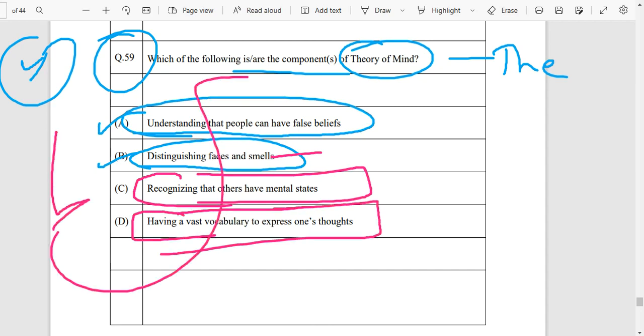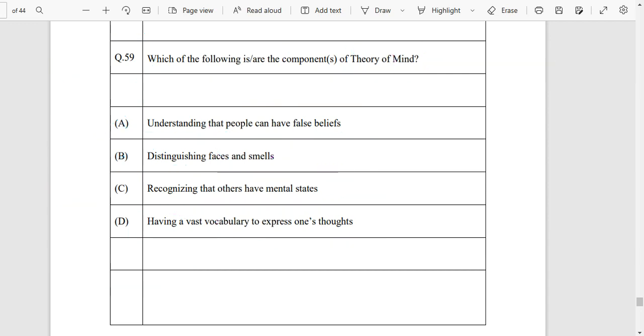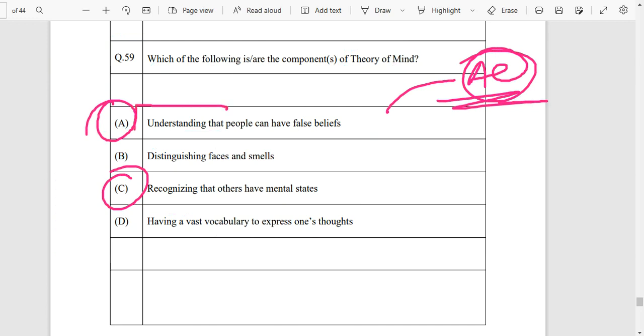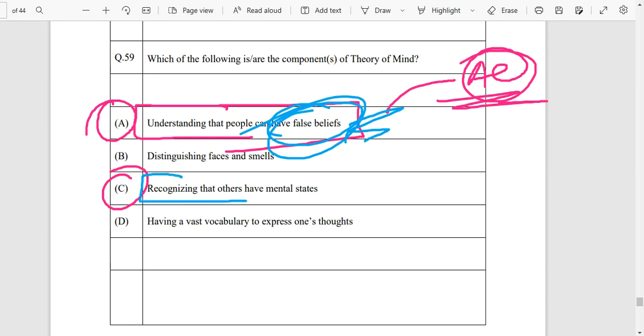So here it is asking about what are the components of theory of mind. So it is A and C. Question number 59, AC. Understanding that people can have false beliefs, they can assume, they can presume whatever they want, they can have false beliefs, and recognizing that others have mental states. Okay, so this will be the right answer.